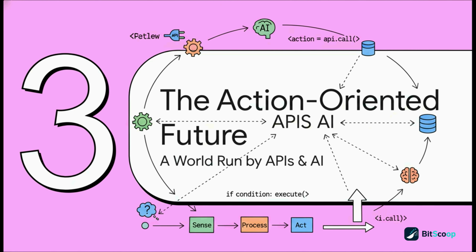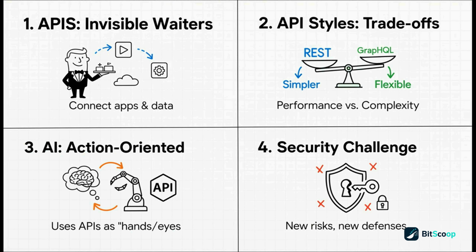What does this future, this action-oriented world, actually look like? Okay, so what are the big takeaways here? First, APIs are the invisible waiters that make the internet work. Simple as that. Second, not all waiters are the same. The style of API you use, like REST versus GraphQL, has a massive impact on performance. Third, and this is the big one, AI is getting hands and eyes. It's moving from being a conversationalist to an action taker, all thanks to APIs. And that leads to the final point. This amazing new capability comes with a huge security headache we have to solve.